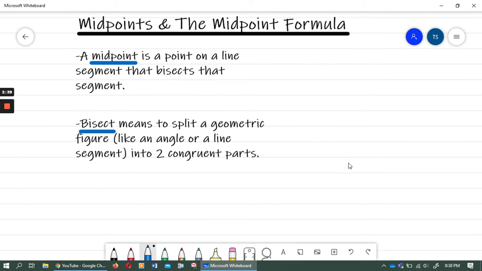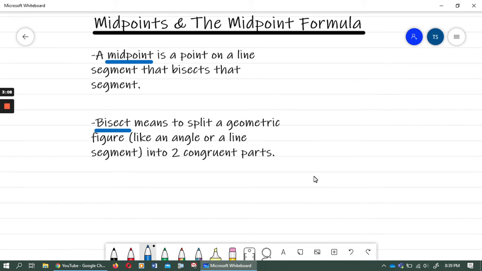Again, guys, a midpoint is a point on a line segment that bisects that line segment. And when we say the word bisect, what we mean is that the midpoint on that line segment splits that line segment into two congruent parts. Just in case you don't already know what the word congruent means.